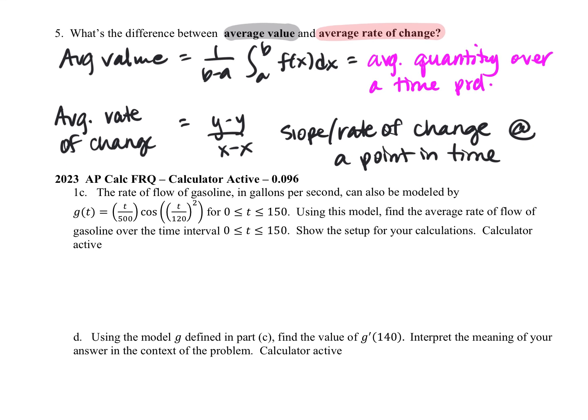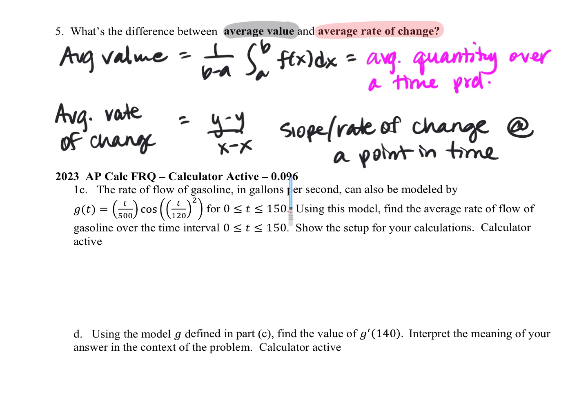Let's talk, which one did they want here? Here's the answer. Sometimes I do that when I'm copying down the problem, then I forget to delete it. Okay. From 2023, the rate of flow of gasoline in gallons per second is this. This is a rate of flow. This is a G prime, if you will, even though they just named it G. Using this model, find the average rate of flow of gasoline from 0 to 150.